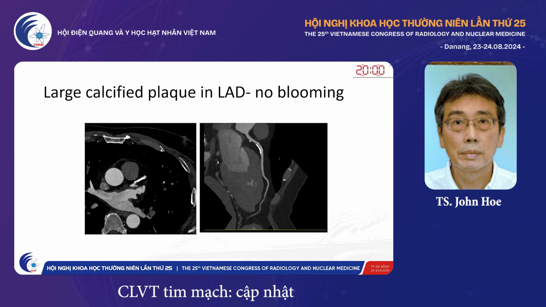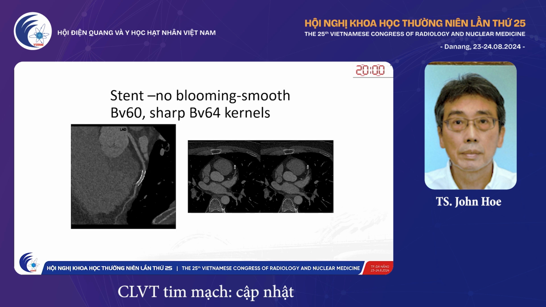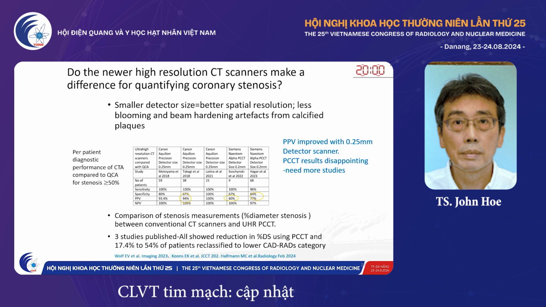So here's an example of a large calcified plaque in the LAD, which shows no blooming. A stent again with no blooming. Very nice pictures. The question is, do the newer high-resolution CT scanners make a difference for quantifying coronary stenosis? Because with smaller detector size and better spatial resolution, there's less blooming and beam hardening artifacts.